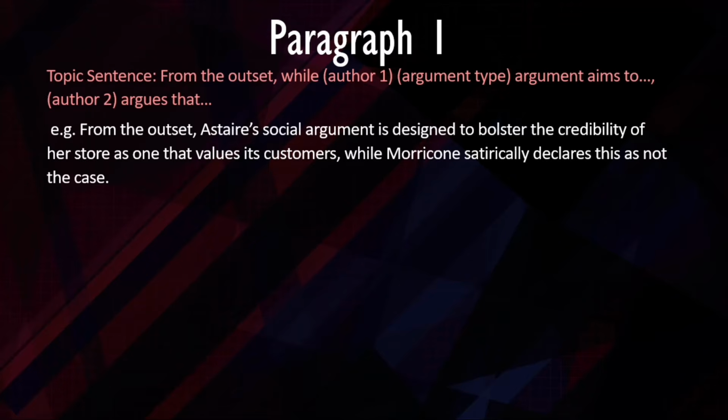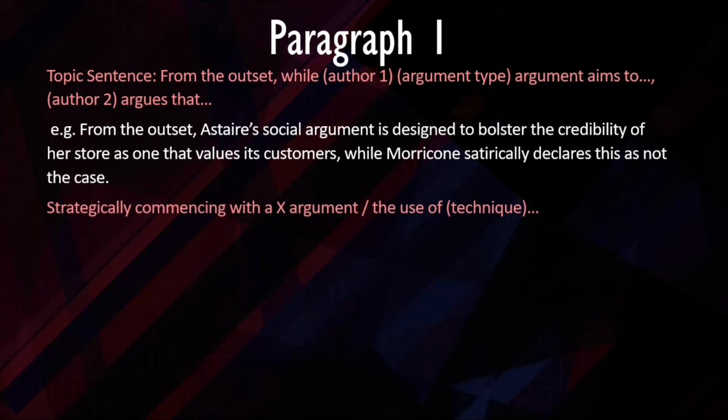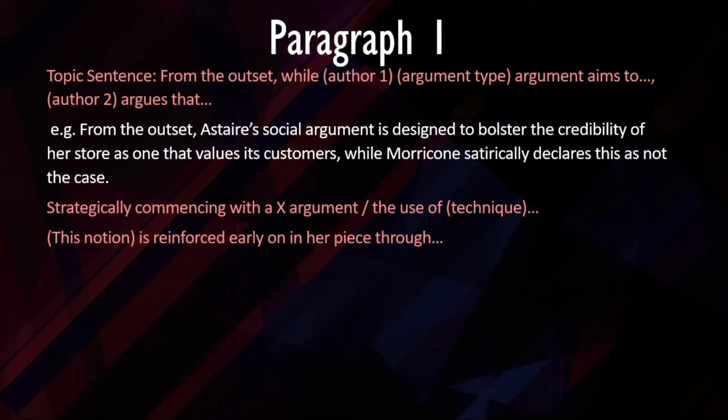Now, some other sentences you can use include strategically commencing with a X argument or the use of a certain technique. So strategically commencing with a rhetorical question, if that's what's happening. Basically anything, strategically commencing with a visual, so that's fine as well. I've only listed a few here. This notion, so whatever the author is talking about, is reinforced early on in her piece. So, for example, the notion that cashless stores are great for society is reinforced early on in her piece through perhaps the visual or particular phrases.